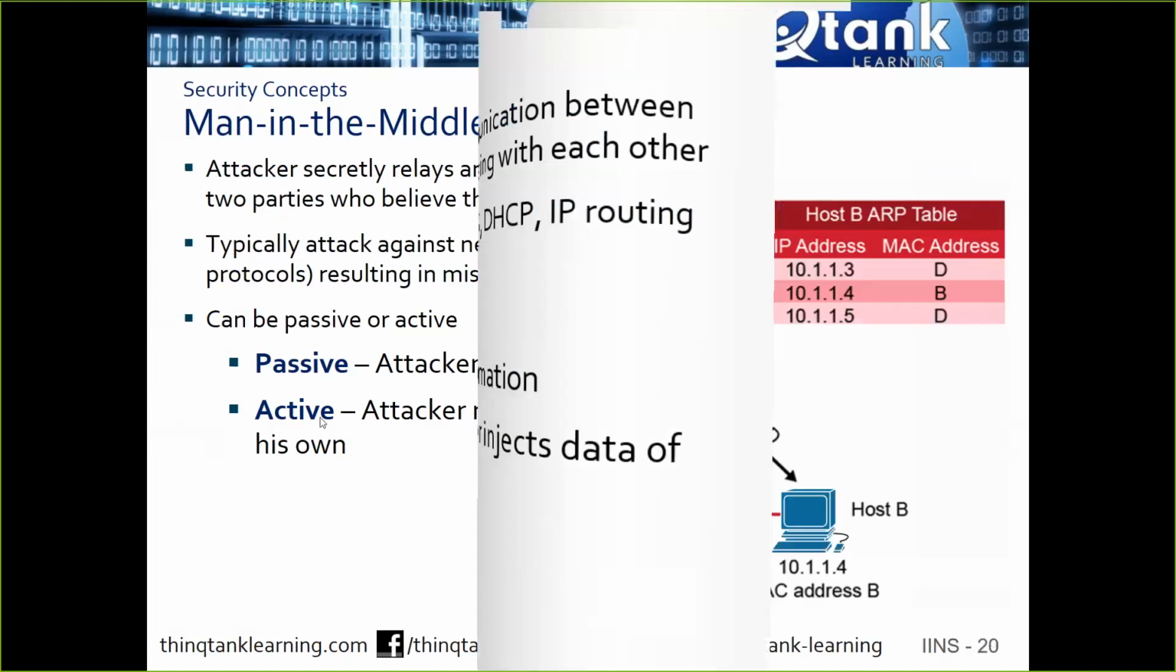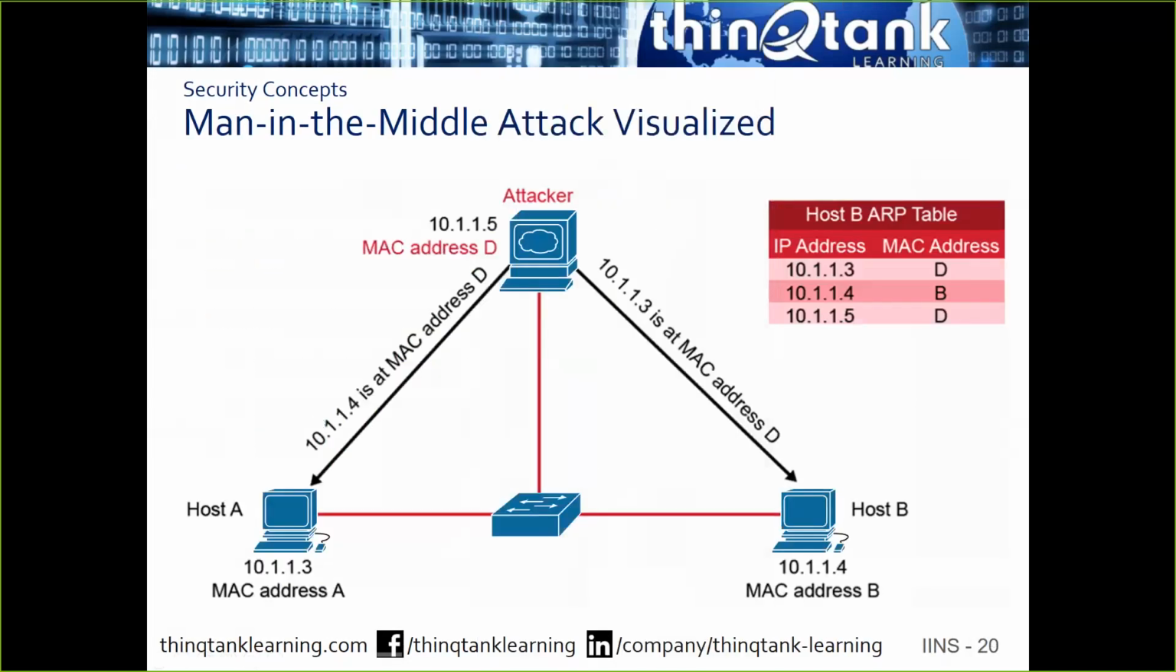All right, and here's a pretty diagram that describes that process. The attacker is saying that 10.1.1.4 is at MAC address D, which is the attacker's MAC address, and that's telling host B that 10.1.1.3 is at MAC address D. Of course, that's not the real MAC address of A or B. So the goal is to get the switch to forward frames to the attacker so that it can either copy, modify, or whatever, and then forward it on to its destination.